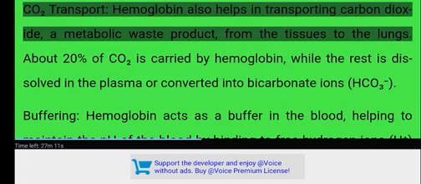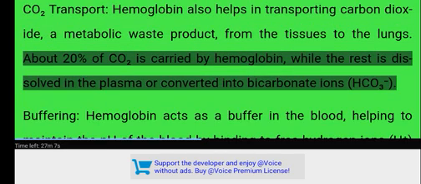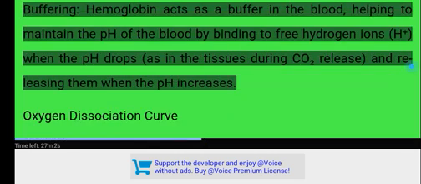CO2 transport. Hemoglobin also helps in transporting carbon dioxide, a metabolic waste product, from the tissues to the lungs. About 20% of CO2 is carried by hemoglobin, while the rest is dissolved in the plasma or converted into bicarbonate ions, HCO3-. Buffering. Hemoglobin acts as a buffer in the blood, helping to maintain the pH of the blood by binding to free hydrogen ions, H+, when the pH drops, as in the tissues during CO2 release, and releasing them when the pH increases.